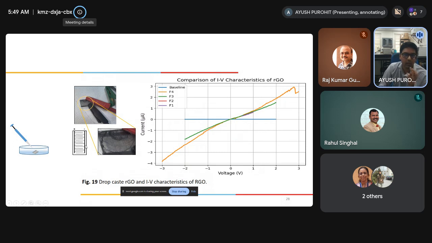This electrode is made in the lab by the sputtering unit. First, we sputtered aluminum onto this substrate, and then we etched it with a laser engraver to make this substrate into an electrode. So this is the IV characteristics that we measured at different voltages. This shows the ohmic behavior. The RGO is showing the ohmic behavior.